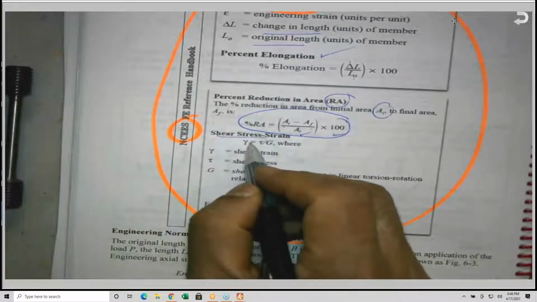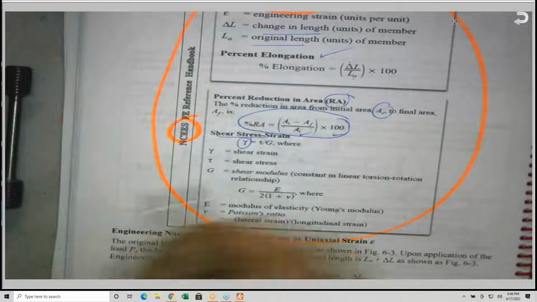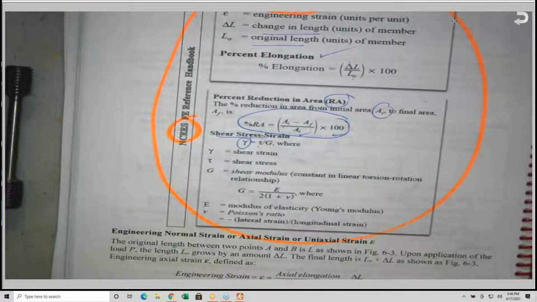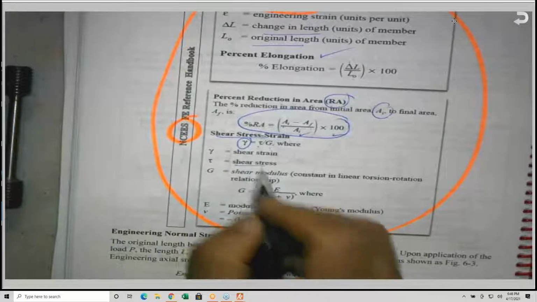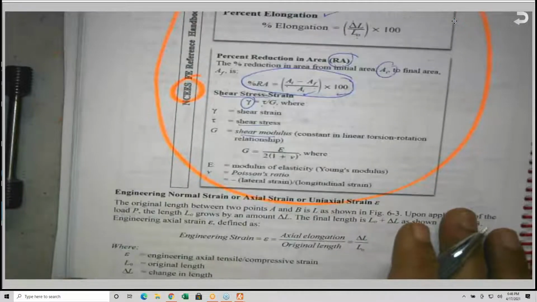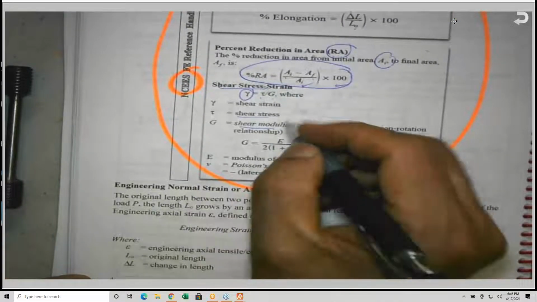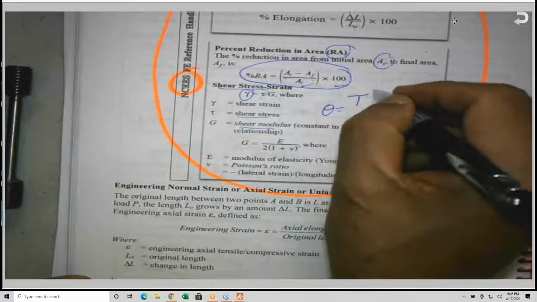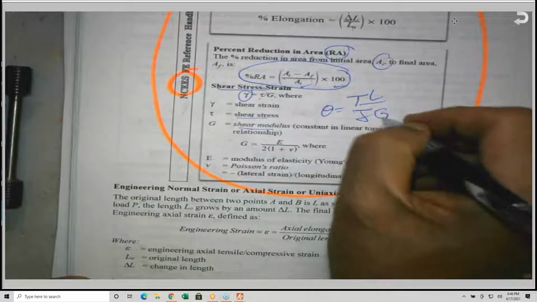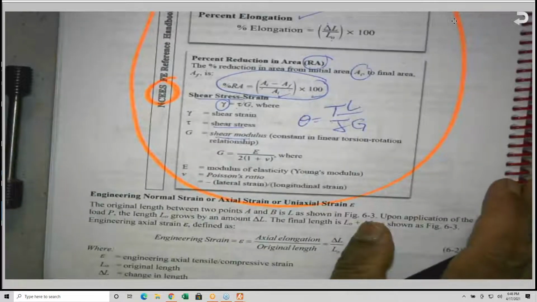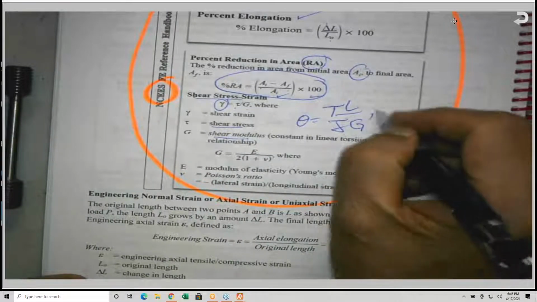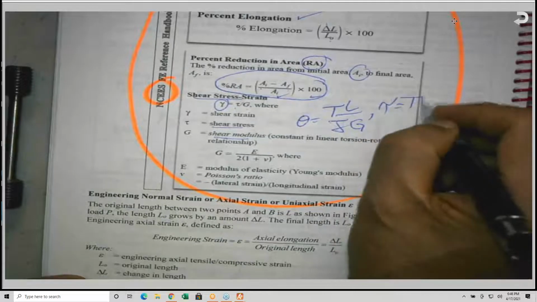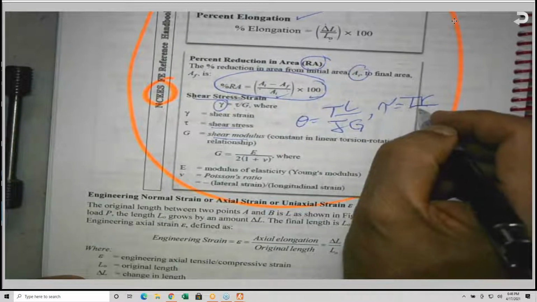Shear strain, we are using the letter gamma. Gamma is equal to tau divided by G, where tau is the shear stress and G is called the shear modulus. We're going to see it in torsion. Do you remember the equation I told you? Theta is equal to TL divided by JG. This is the G, the shear modulus. Or there is another equation, tau is equal to T R divided by J.